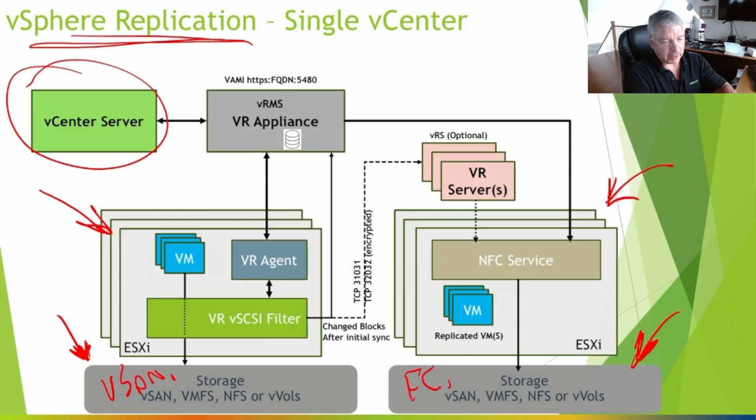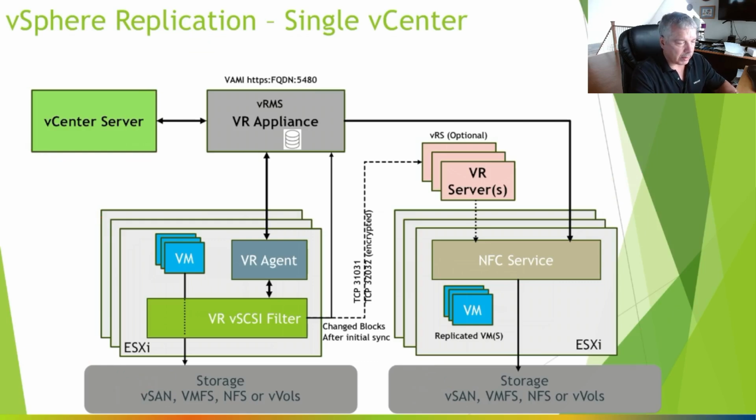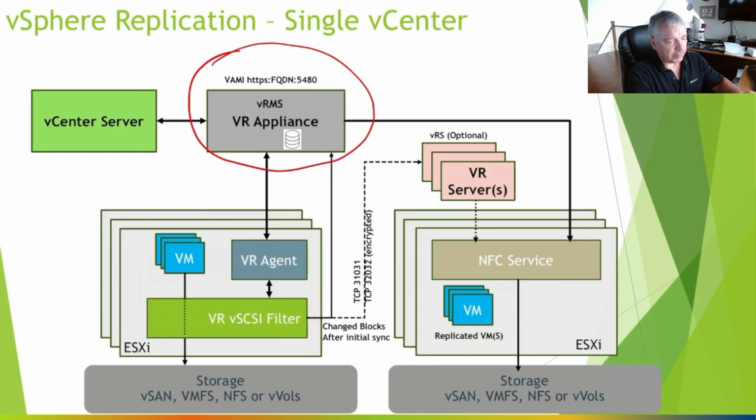So again, it's storage agnostic, right? Now, the first thing I want to point out here is the vSphere replication appliance. You'll download this from the Broadcom support site. Again, you have to be licensed for that. You'll download the ISO for vSphere replication. I'll show you how to deploy it, not download it. You mount the ISO, and in there, there's an appliance that you can deploy.